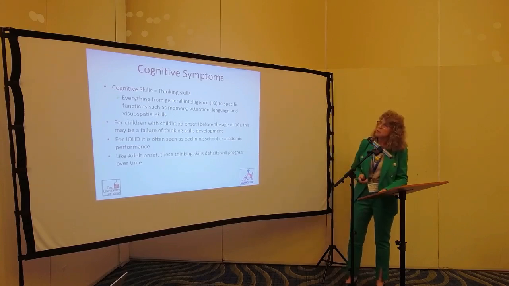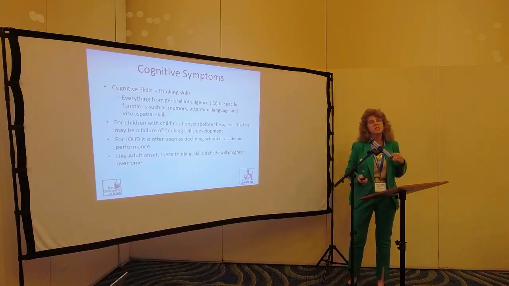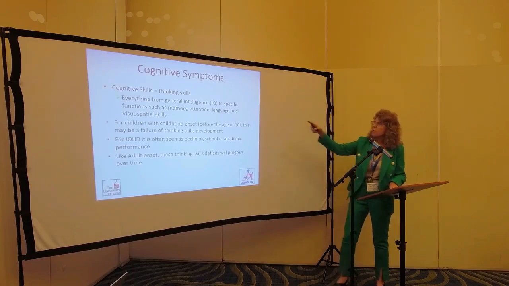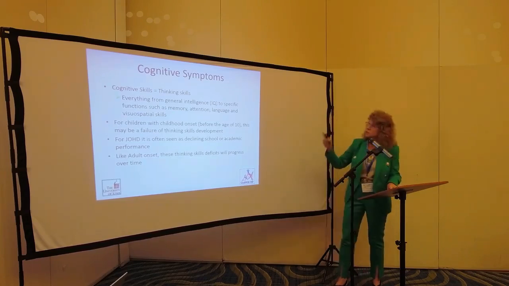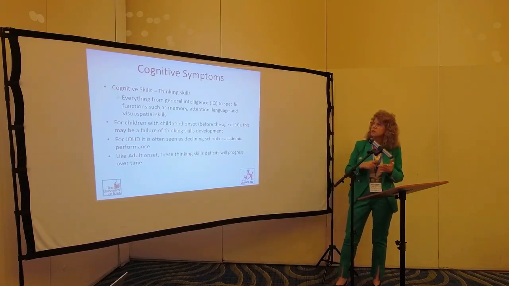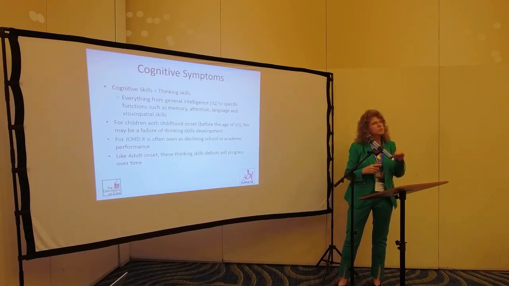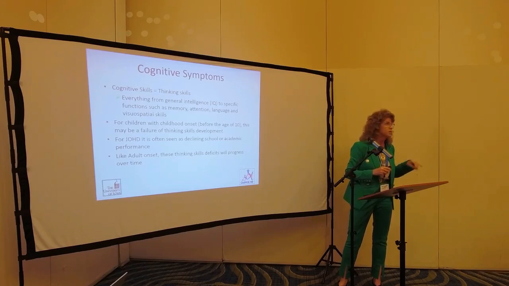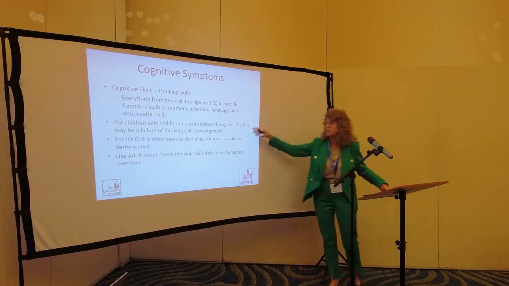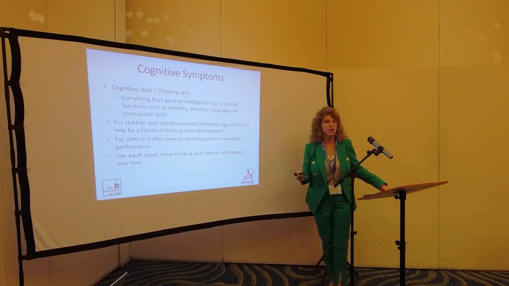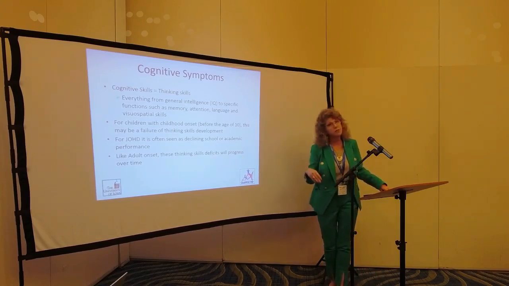So thinking skills, that we call cognitive, so cognition just means thinking. And everything from what we call general intelligence, so that's IQ, to specific functions, memory, attention, language. It doesn't really hit one specific area. It's very general changes in thinking skills. But when we think about cognitive changes in JoHD, it depends on when the diagnosis is. Because if things start early enough, like in childhood, before the age of 10, what you'll see is maybe a failure of things to develop, right? If your child is affected young enough, maybe they're not going to develop those cognitive skills.